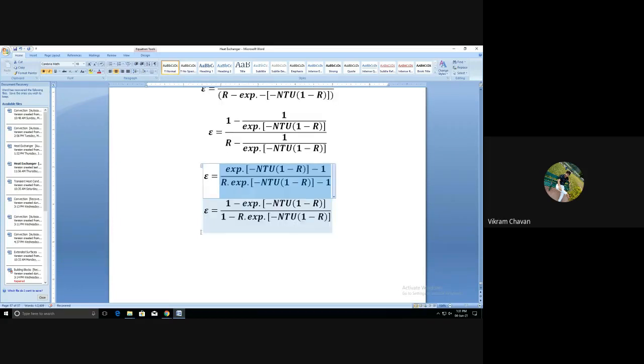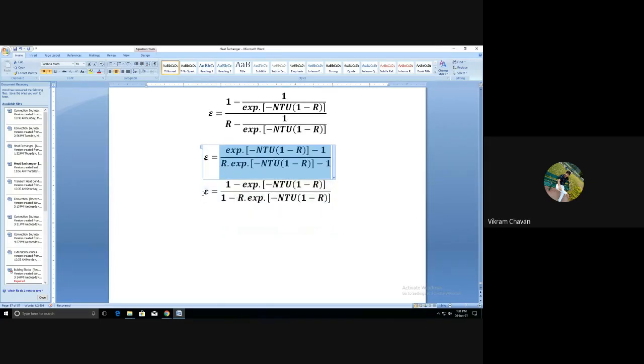Then you can take the negative sign common from the numerator side and denominator side. If you take the negative signs common, then the signs will be changed. So minus 1 will become plus 1, and this plus term will become minus. From the denominator side also, if you take this negative sign common, then minus 1 will become plus 1, and the plus term will become minus.